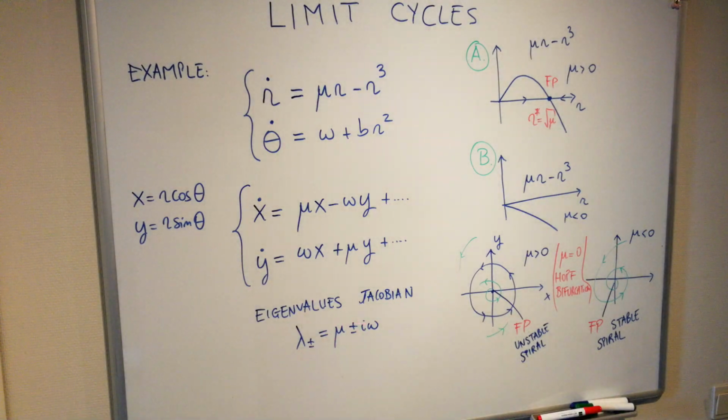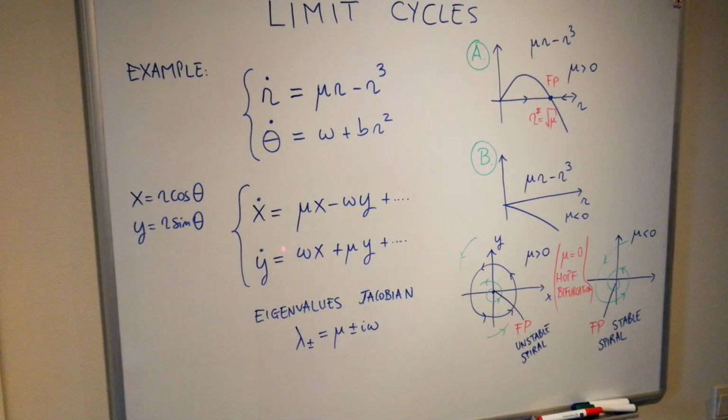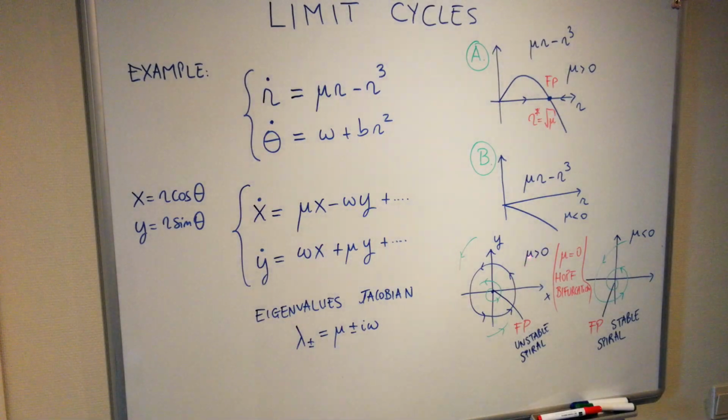So the situation is therefore as follows. In the plane x, y, so in the phase plane, if I look at these Cartesian coordinates, when mu is larger than 0, we have established that there is a fixed point. This is a circle of radius square root of mu, and this is the limit cycle. That's how the system behaves. For mu positive, the eigenvalues are these. This tells me that our fixed point is an unstable spiral, spiraling out.